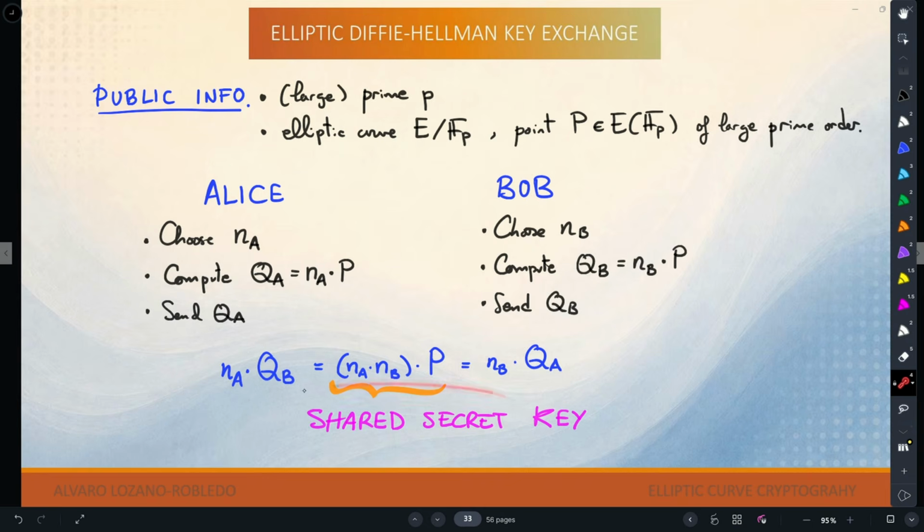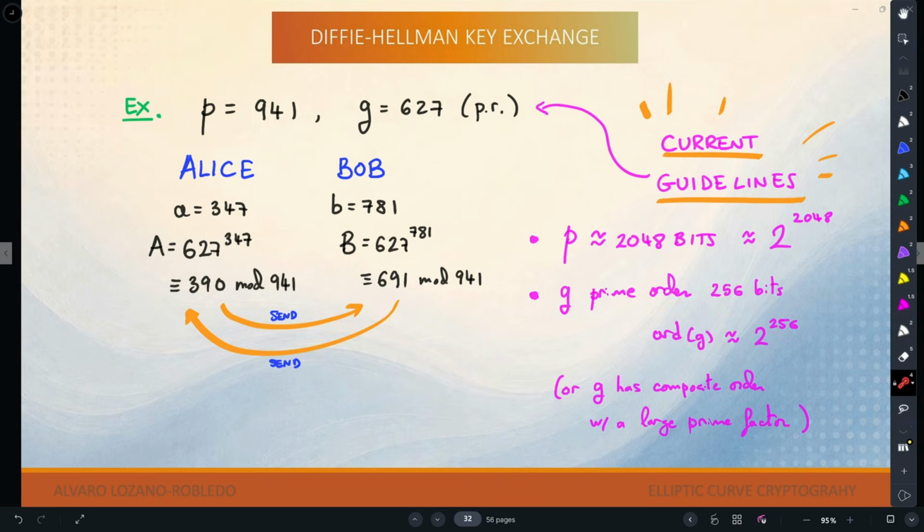And this is a secret key. Yes? Is there a reason why in the case like over FP that we picked a primitive root versus now we're just picking one with a large prime? We don't necessarily pick a primitive root. We need the order. So G, here I picked a primitive root just because I wanted something with a large order. But you don't have to pick a primitive root.